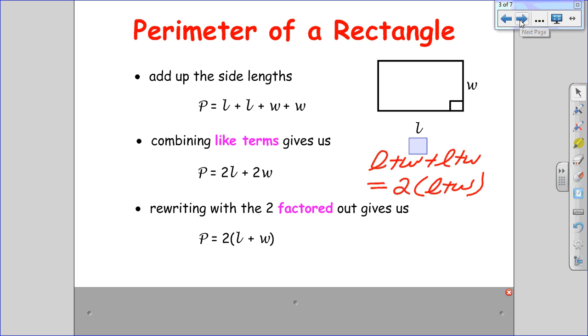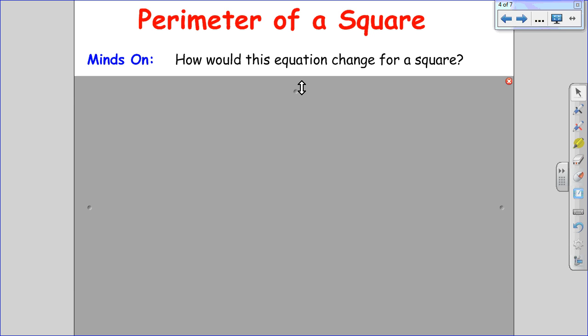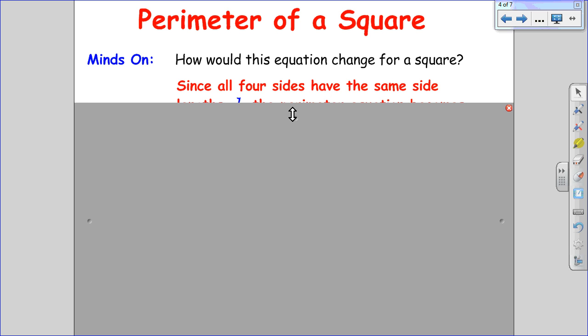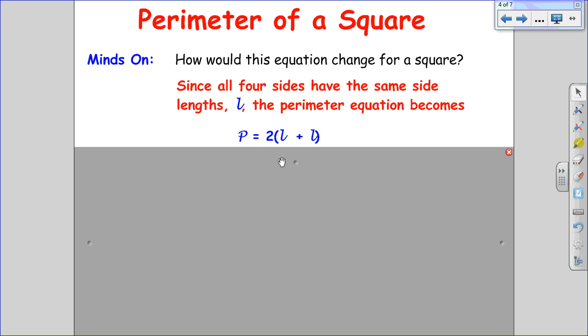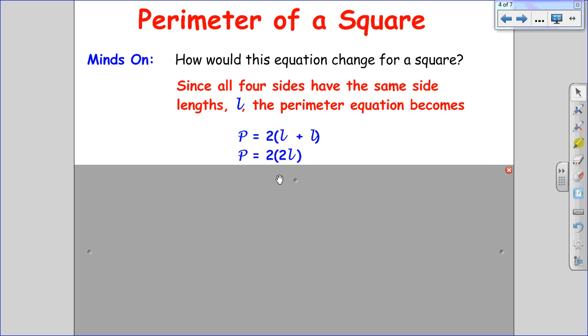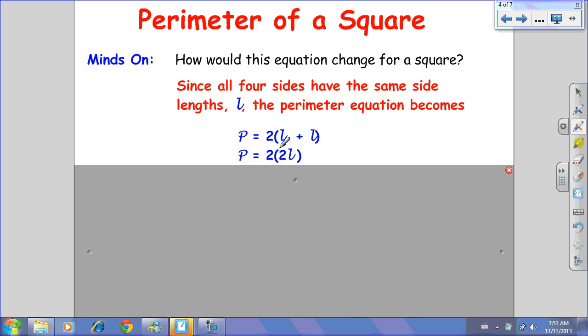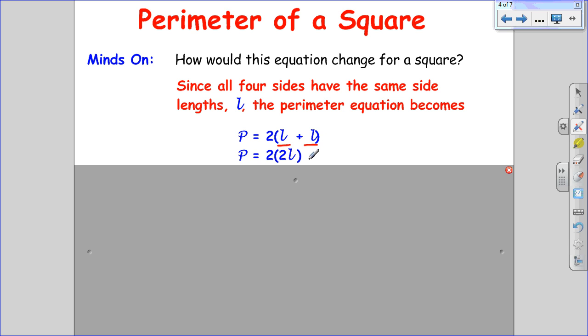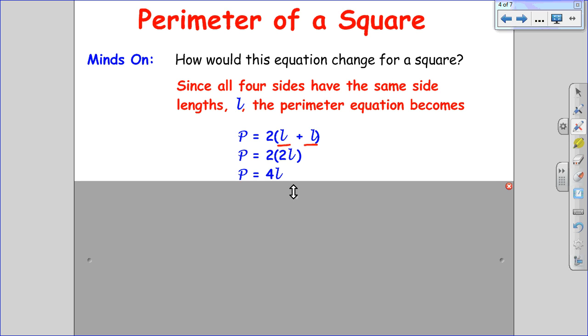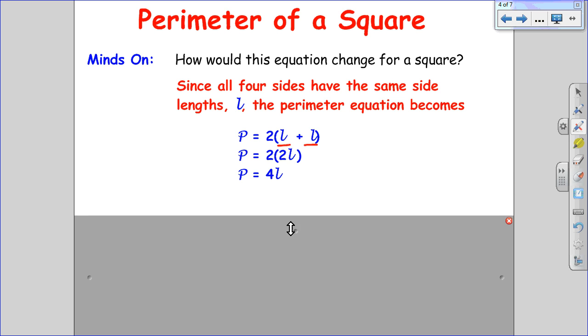Now, if I want to clean that up a bit for a square, I know that the length and width of a square are the same. So the equation becomes 2 times length plus length, which is 2 multiplied by 2L, because when I add the lengths together, I'm adding the coefficients of the length, which is a 1, and I get 2. And 2 times 2 is 4.